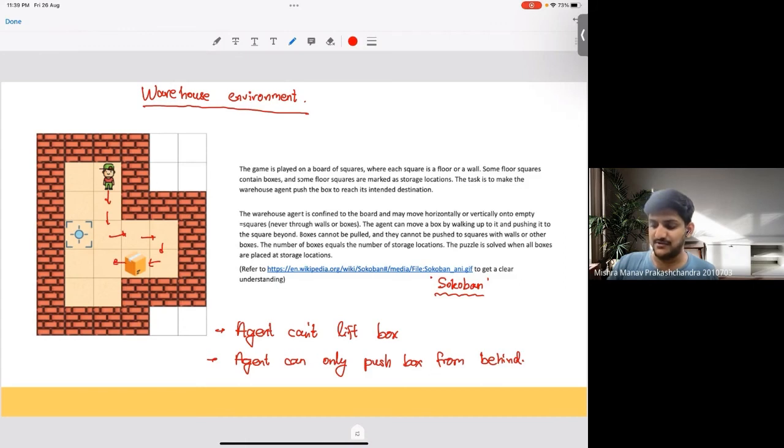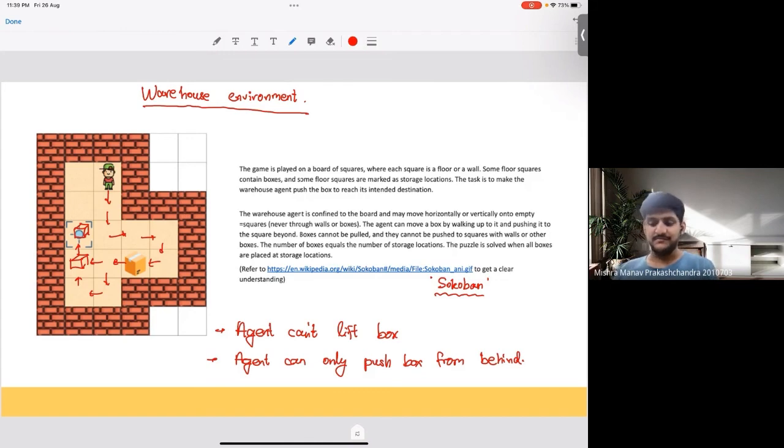The agent goes here. The box reaches here. Then the agent reaches here. The box reaches, say, here. Then the agent has to travel here, and then here. Then it pushes the box here so that the box reaches this goal position. Okay. So this is the basic idea of the task that you need to do. So you need to design this sort of an environment.